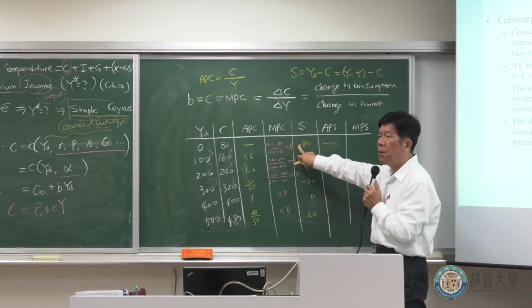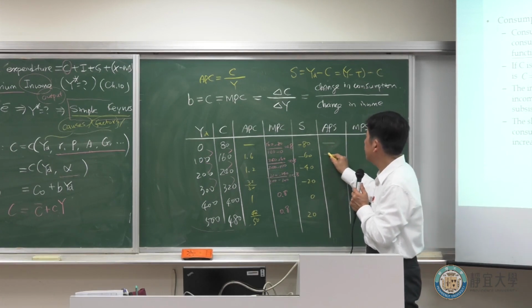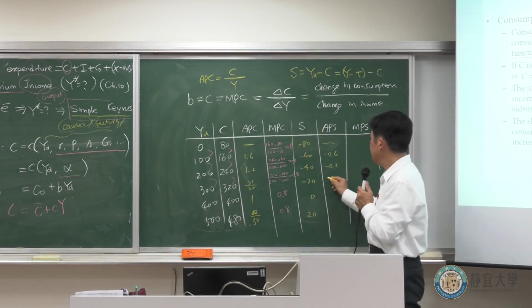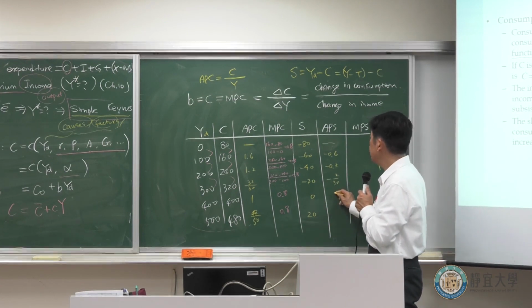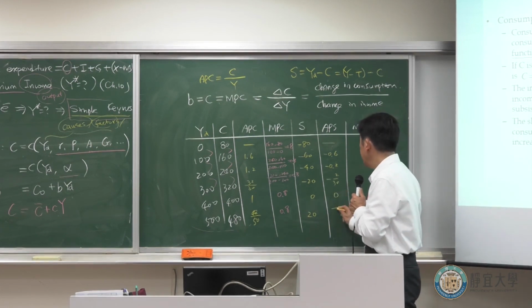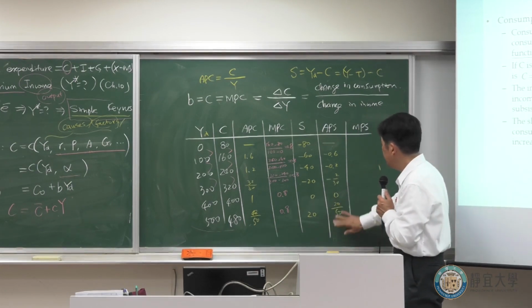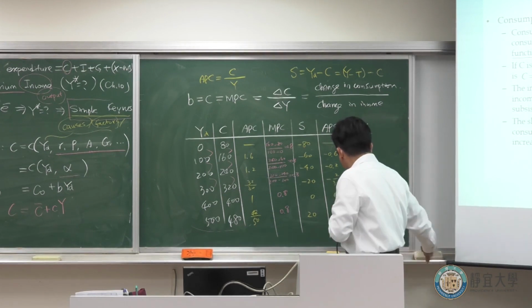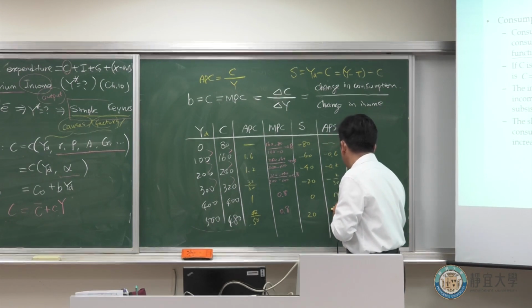minus 80 divided by 0, so no meaning, okay. And after that, this is minus 0.6, this is minus 0.2, and this is minus 32, okay? And here, this is the 0, okay? And after that, you can find this is the 52, okay?